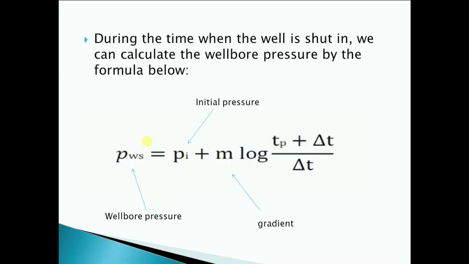During the time when the well is shut in, we can calculate the wellbore pressure by the formula given below. PWS, which is the wellbore pressure, is equal to Pi, the initial pressure, plus M, the gradient of the straight line we plotted, times log of (tp, the producing time, plus delta T) over delta T. Delta T here is the difference T2 minus T1, or you can say T3 minus T2.